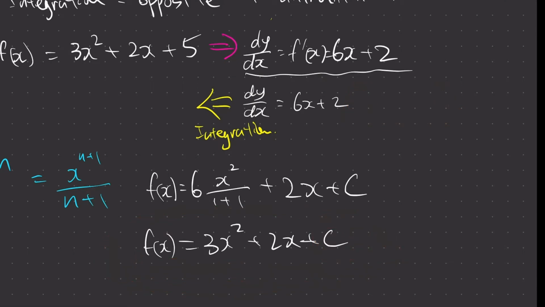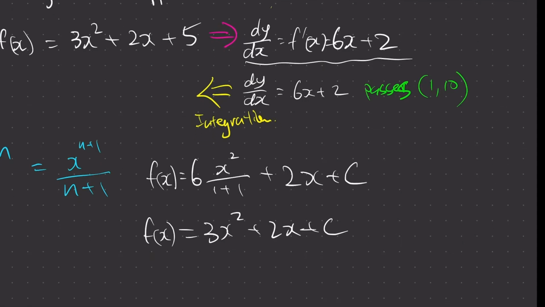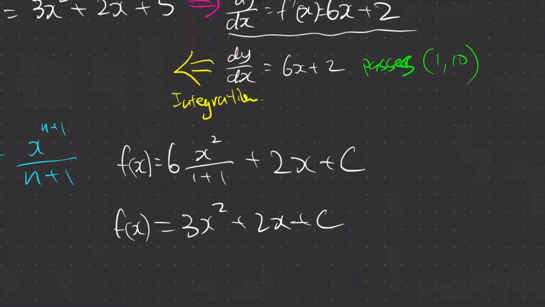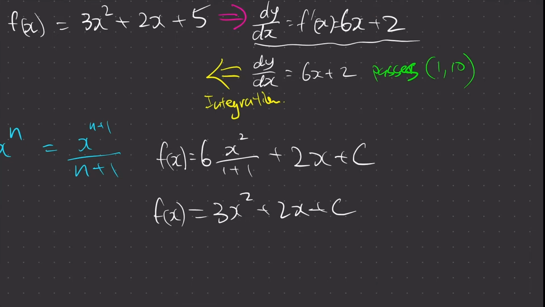So now, let's say I gave you a point. So I say this is the derivative and the original function passes through 1 comma 10. Okay, something like this. So I say this is the derivative of the original function, and the original function has the point 1 comma 10. So now how do you find c? Now you can find c because I've given you the point.